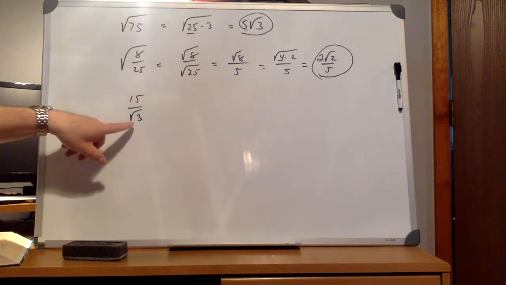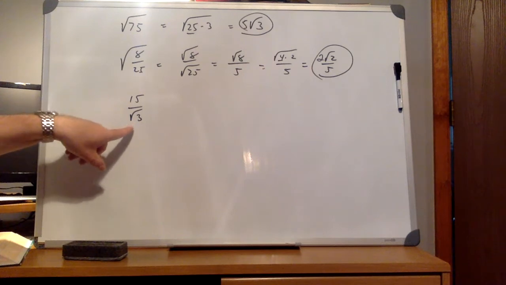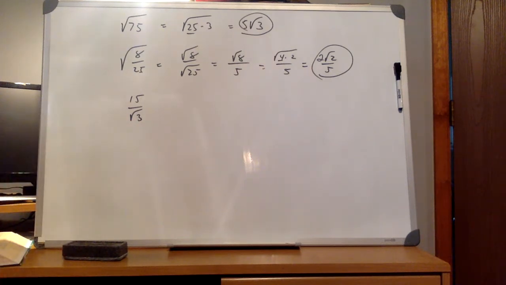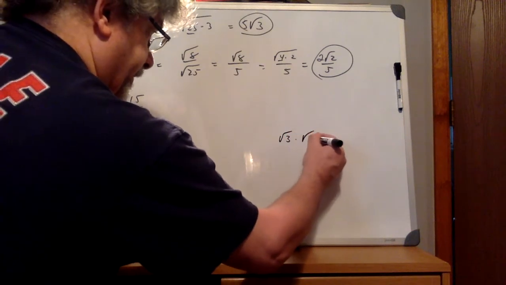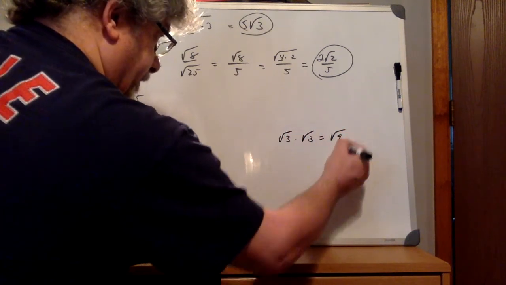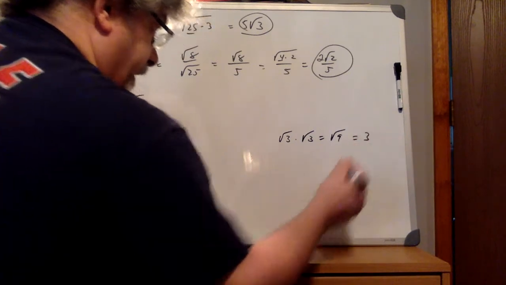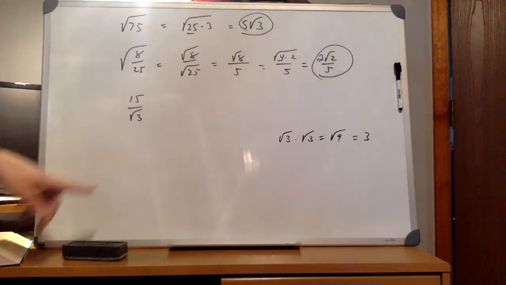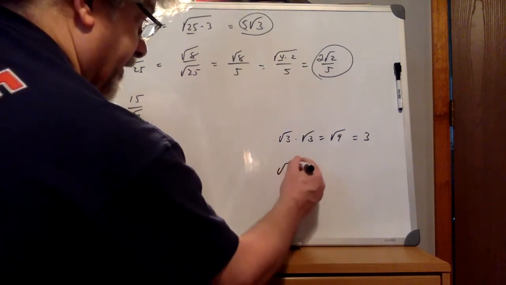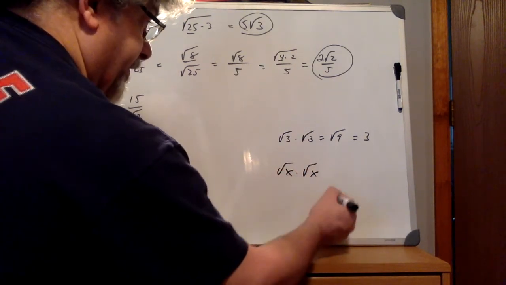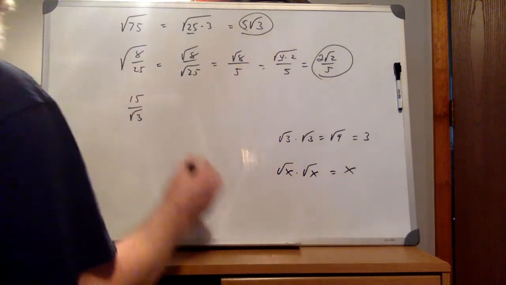So we don't have any fractions in here, and we can't simplify this, but we can't have any radicals on the bottom. Well, if I take the square root of 3 times the square root of 3, that becomes the square root of 9, which equals 3. So to get a square root of a number to become itself, if I take the square root of x times itself, the square root of x, I just get x.